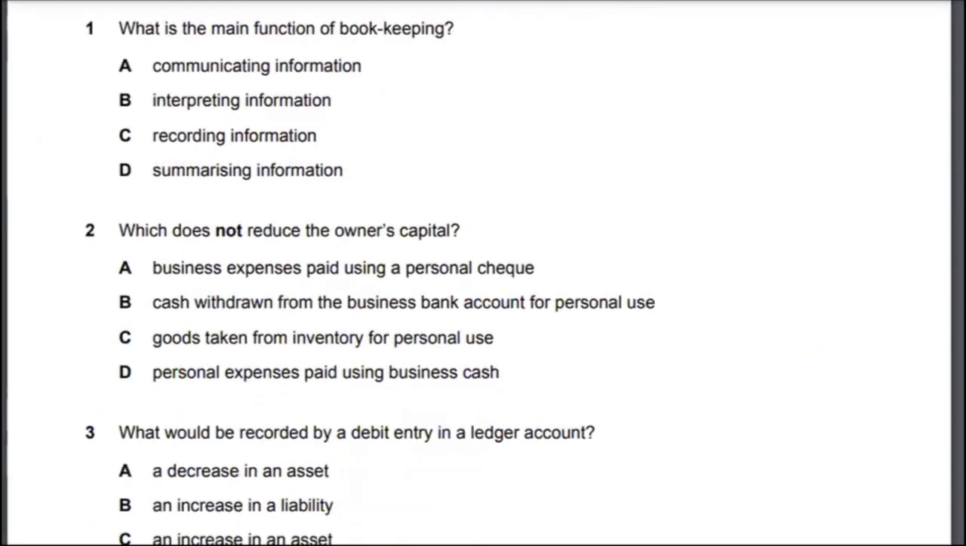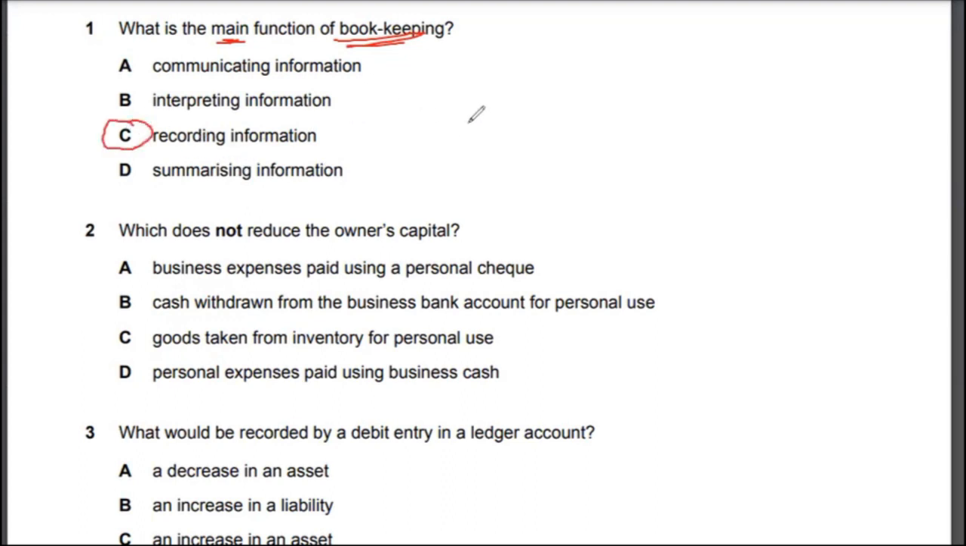Okay, so starting with multiple choice question one. Question one is basically asking what is the main function of bookkeeping. All these options from A to D are very confusing. As a student doing accounting, you might be wondering whether all of them are true, but you have to pay attention to what the question is asking for, which is the main function of bookkeeping. The main function of bookkeeping is actually recording information.